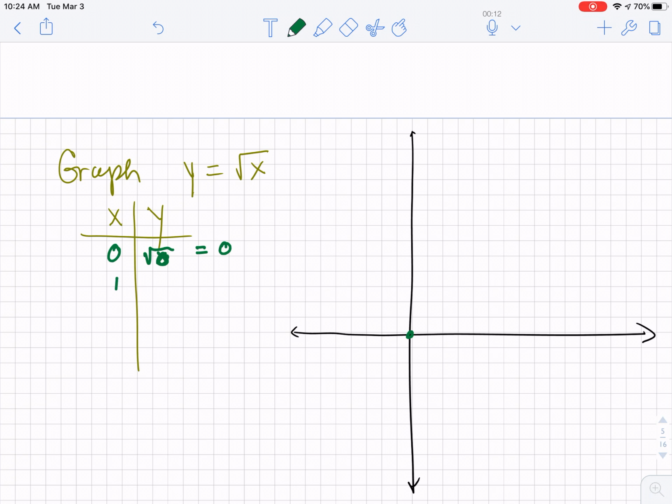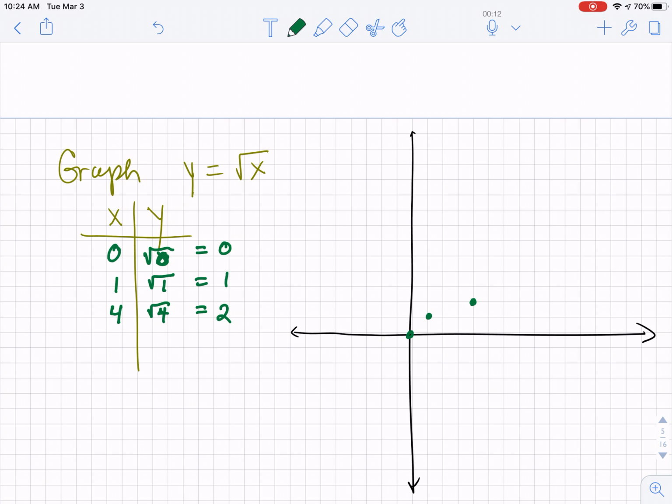Next number to plug in, how about 1? What's the square root of 1? It's 1. So plot the point 1, 1. All right, what's the next number I should plug in for x? Some of you might say 2, but then I have to figure out what the square root of 2 is, and it's going to be some decimal. So I would rather plug in a perfect square. I'm going to plug in 4. What is the square root of 4? It's 2, so now plot the point 4, 2.